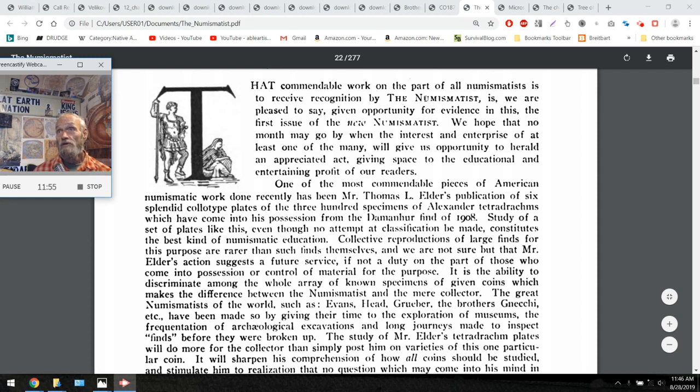That commendable work on the part of all numismatics to receive recognition by the numismatic is, we are pleased to say, given opportunity for evidence in this, the first issue. Let me find you that more.